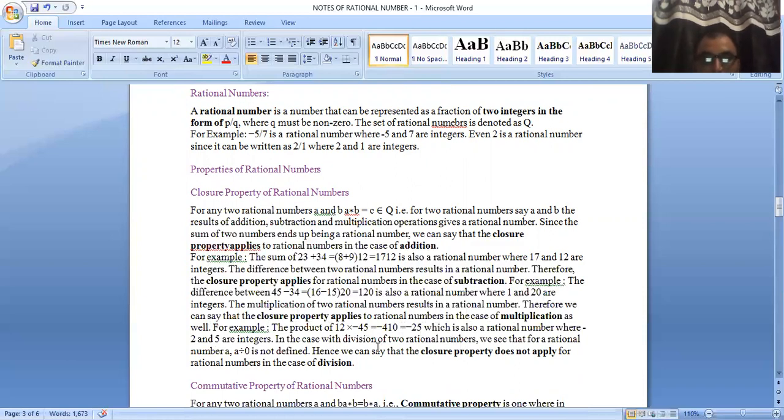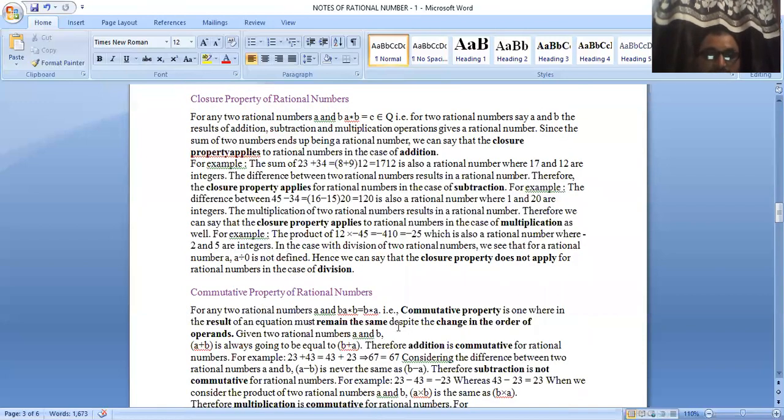In the case of division of two rational numbers, we see that for a rational number a, a divided by 0 is not defined. Hence, we can say that the closure property does not apply for rational numbers in case of division. So, in conclusion, we can say rational numbers are closed under addition, subtraction, and multiplication, but not under division.